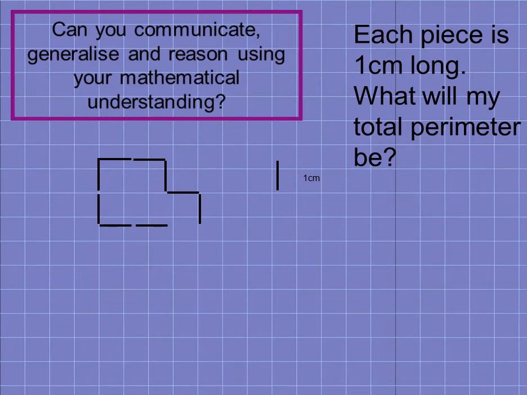I'm going to start at the bottom of my shape, and I'm going to count round. 1, 2, 3, 4, 5, 6, 7, 8, 9. I've used 9 centimetre pieces and I've got one left to finish my shape. So my total here is going to be 10 centimetres. My perimeter is going to be 10 centimetres.